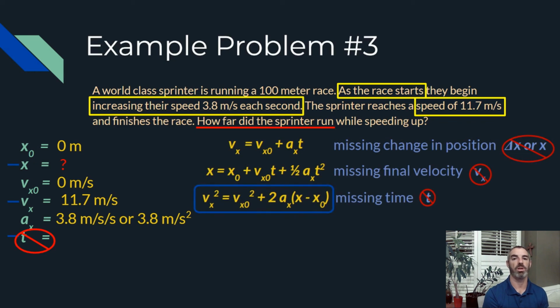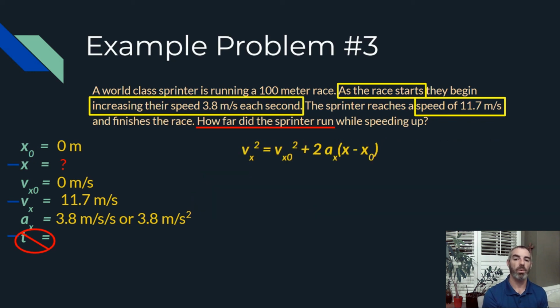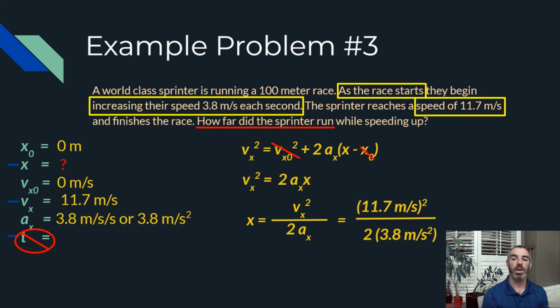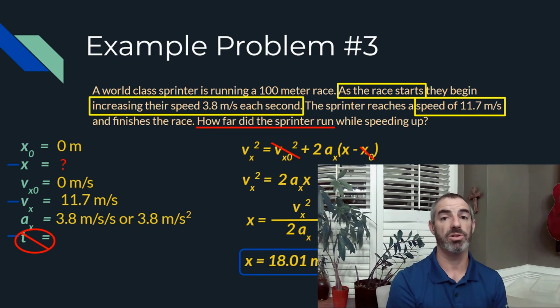The third kinematic equation does not have time in it. Now we're going to look at what values we have that are 0. We can go ahead and simplify our equation by plugging 0 in for those and crossing them out. Now we're going to solve for what we're looking for, which is the position. So we divide by 2a, and then we can plug our numbers in. 11.7 squared divided by 2 times 3.8 gives us a position of 18.01 meters. So the sprinter ran 18.01 meters while speeding up and then continued at that speed for the remainder of the race. This is how you use the kinematic equations to solve problems.